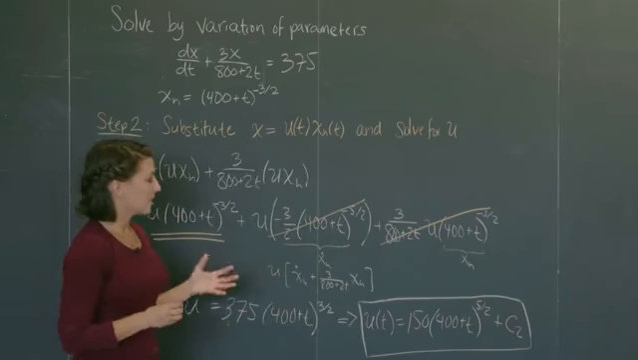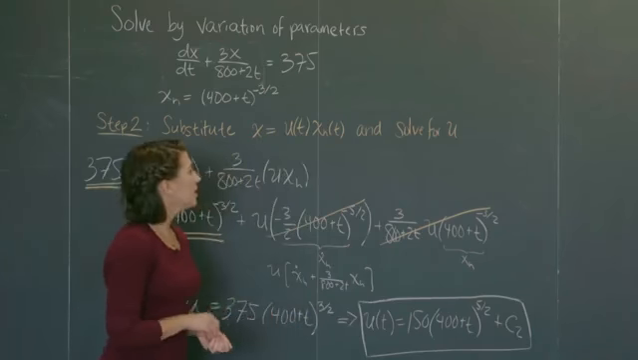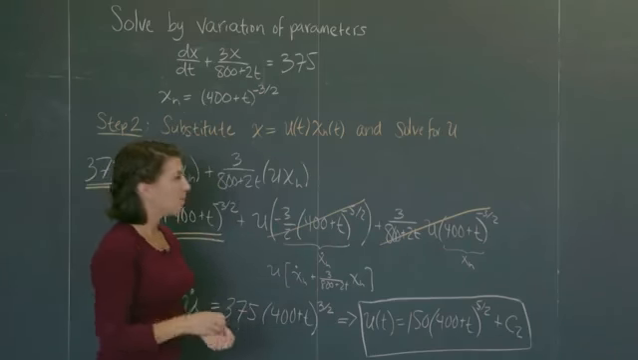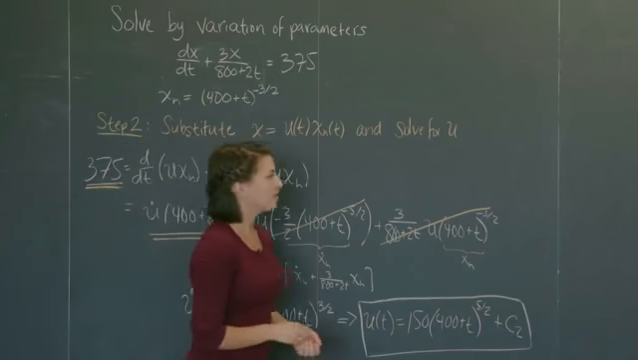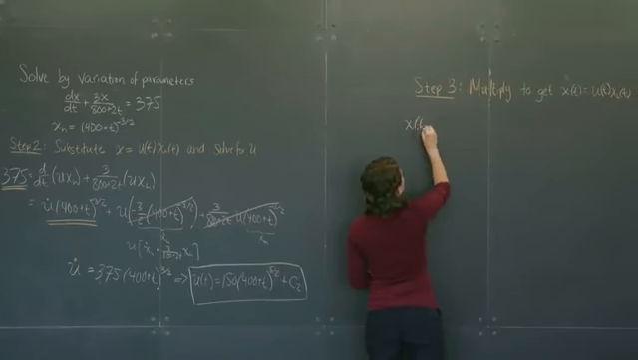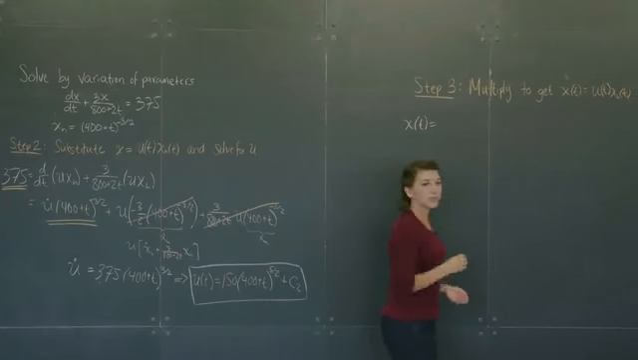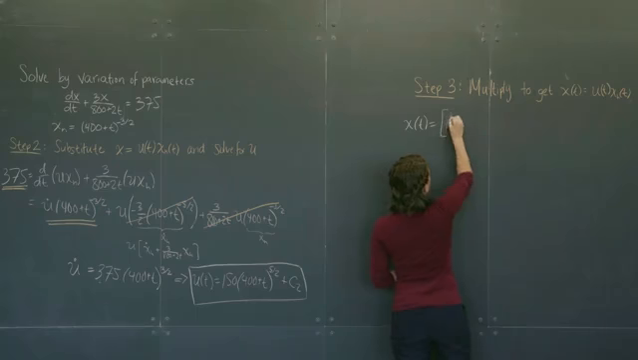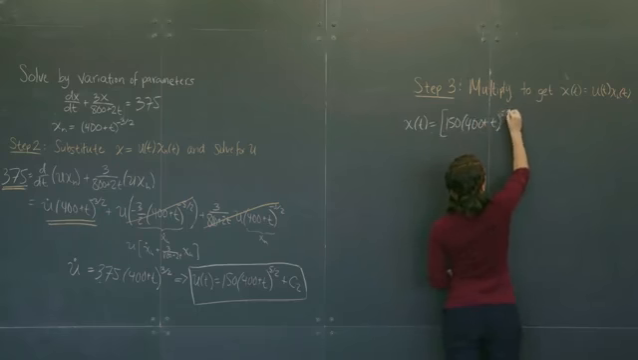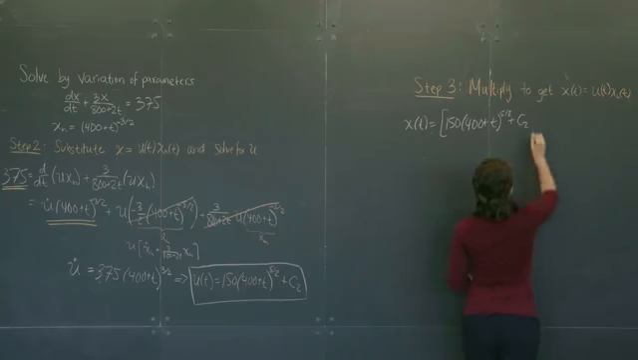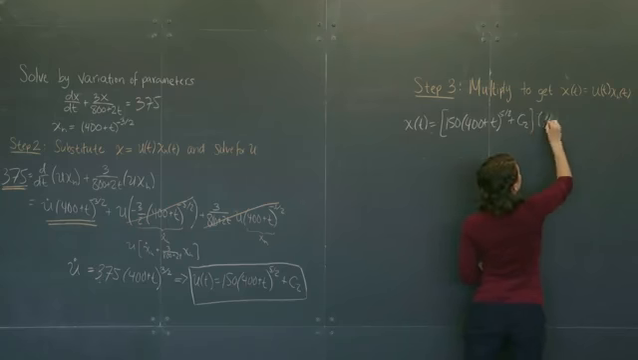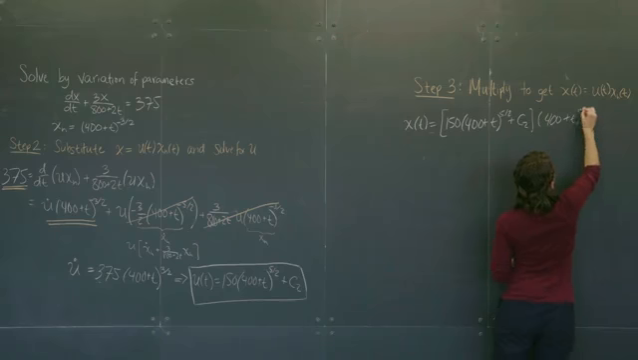So from step 1 and step 2, we now have both pieces that we need to find the solution to our original inhomogeneous equation. So that brings us to step 3, where we just multiply these pieces together. So step 3 tells us that x of t is equal to u of t, which we just found to be 150 times 400 plus t to the 5 halves plus an arbitrary constant. This is u times x sub h, which is 400 plus t to the minus 3 halves.